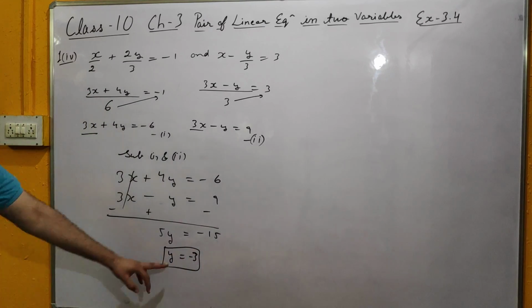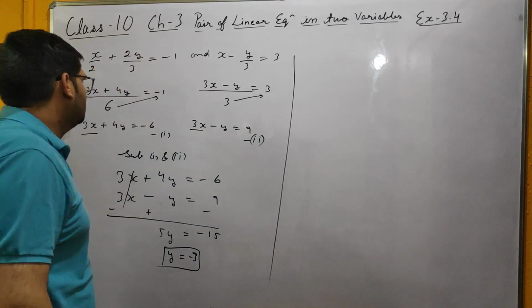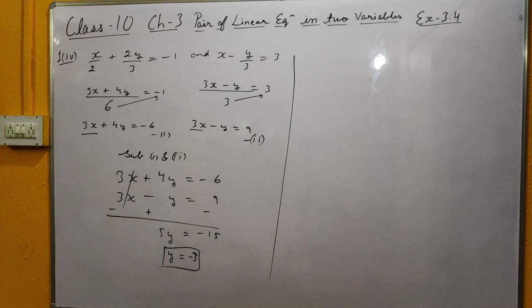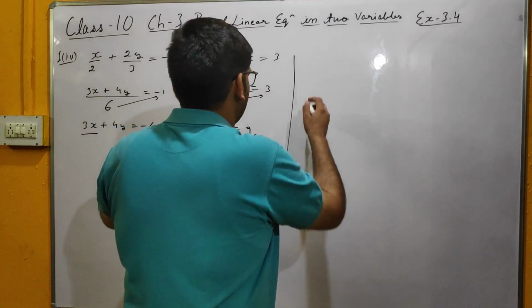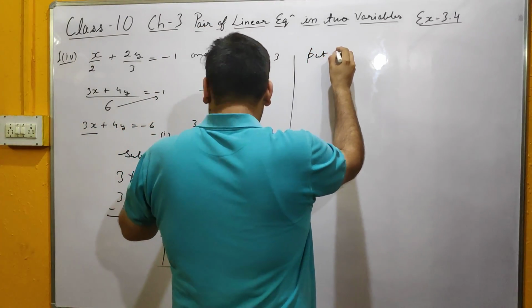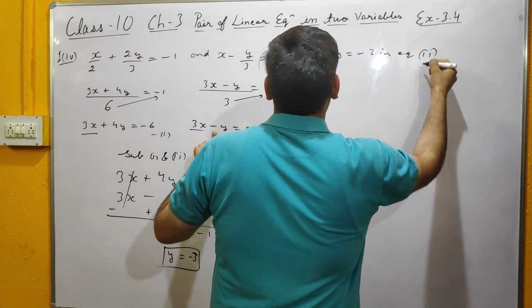5 3s are 15. So the value of y is minus 3. Now we will find out the value of x also. So we will put the value of y in this equation because this is a smaller equation. So we will say put y equals to minus 3 in equation number 2.